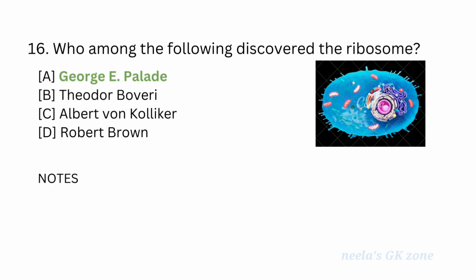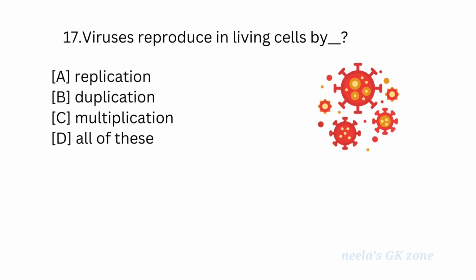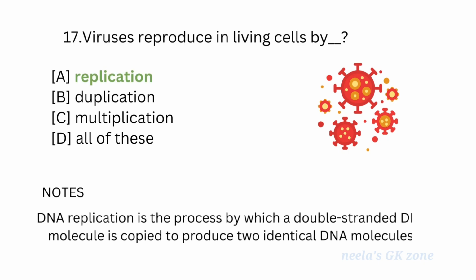And the next question is, viruses reproduce in living cells by? And the answer is replication. And the notes: DNA replication is a process by which the double-stranded DNA molecule is copied to produce two identical DNA molecules.